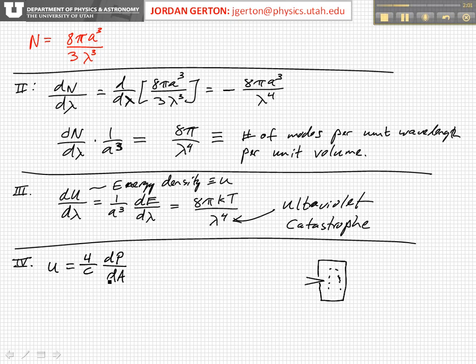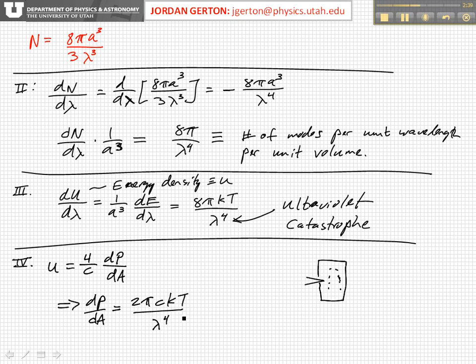Remember, dP/dA, as we discussed early on in the lecture, is the power radiated per unit area through the hole, the aperture in the cavity. So when you plug this in, you just substitute 4/c dP/dA for U. Then what you find is that dP/dA is equal to 2πc times kT divided by λ to the fourth.